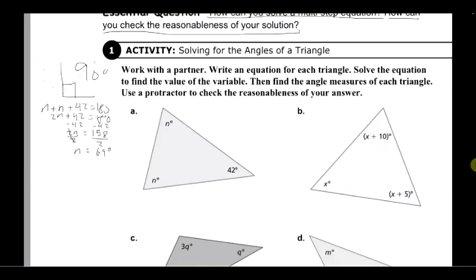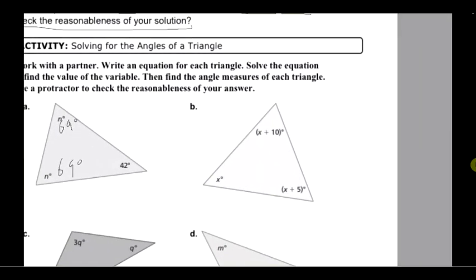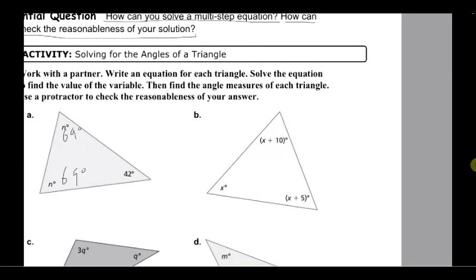So, for our angle measurements, it said find the angle measures of each triangle. So it would be 69 degrees. Let's set up number 2, or B rather.